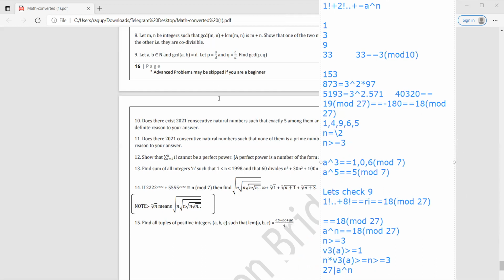So we have proved that it can only be a perfect power when k is equal to 3, which is 3 squared.